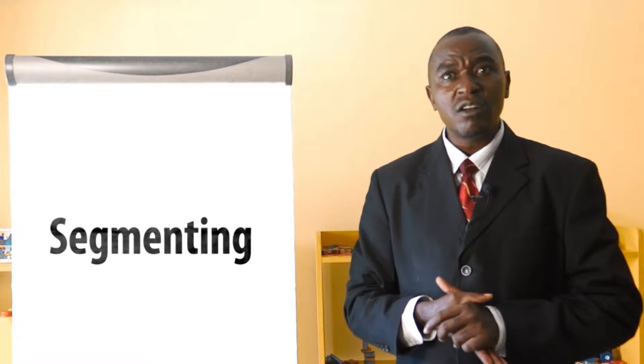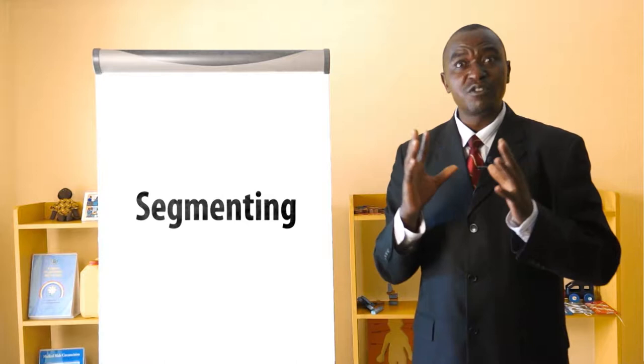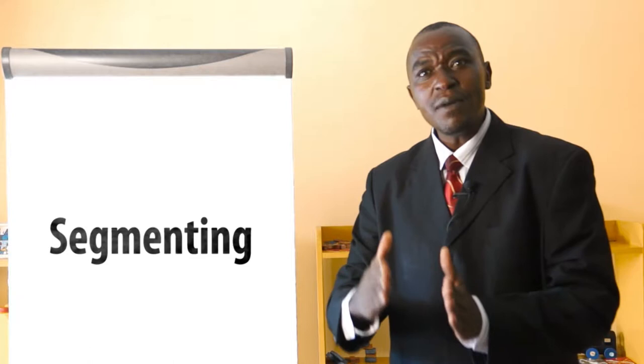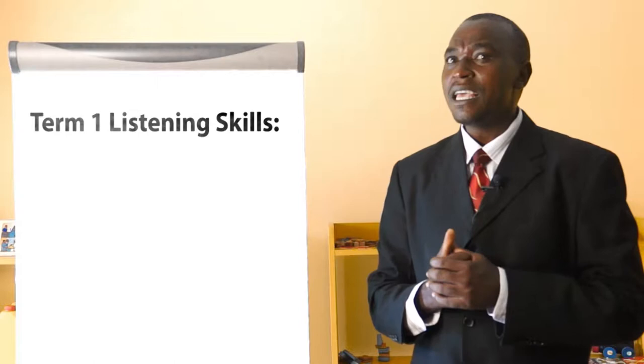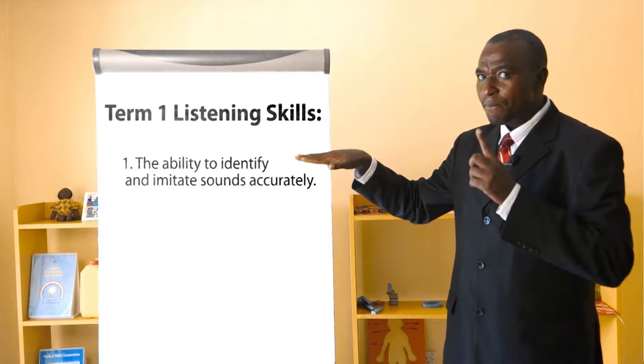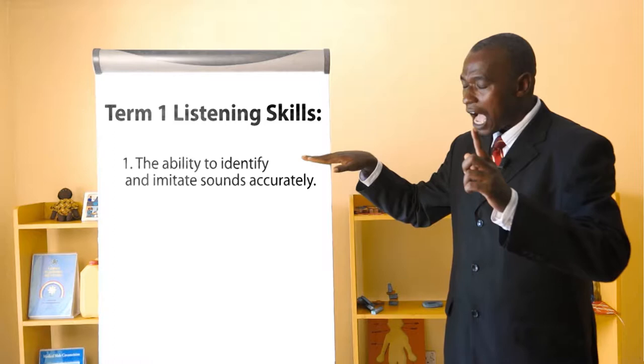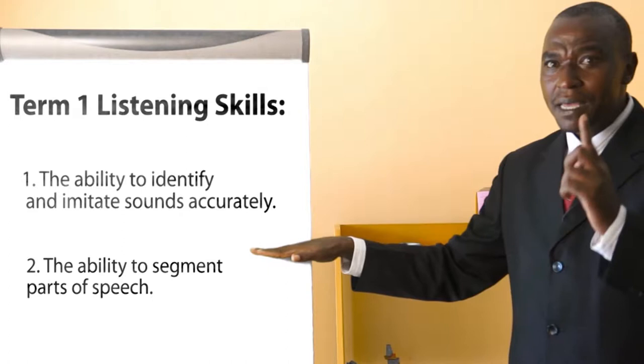But to get there, we start with the larger parts of speech, like sentences, and our pupils segment them into words. So to repeat, we have two basic types of listening skills we are developing in P1, term 1. Number 1, the ability to identify and imitate sounds accurately. And 2, the ability to segment parts of speech.